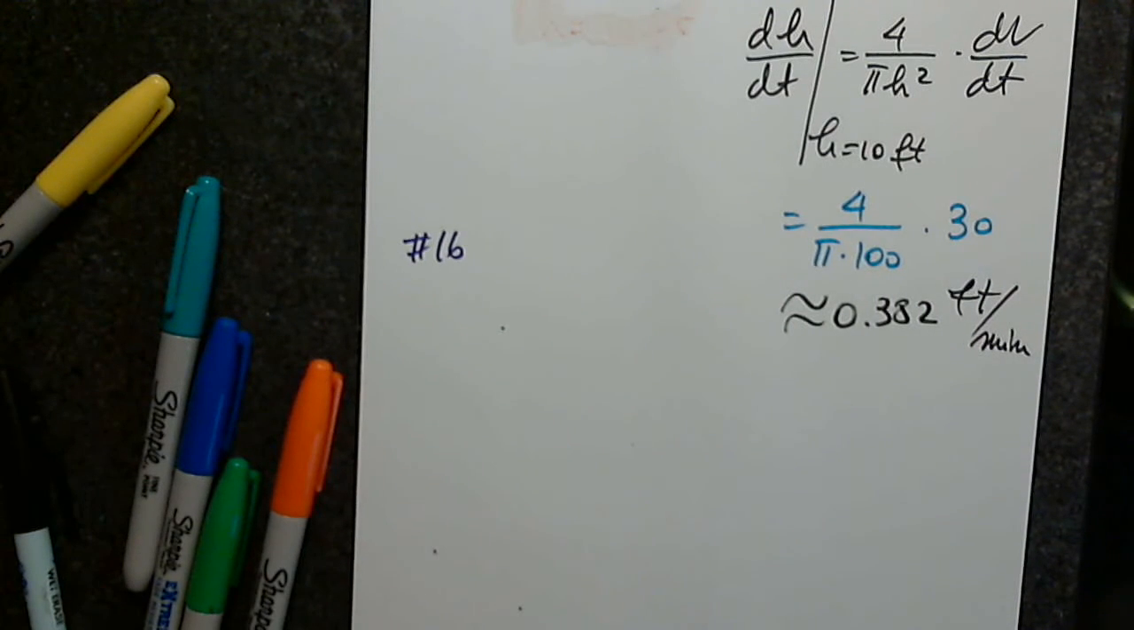So let's read 16 together. The spotlight on the ground shines on a wall 12 meters away. If a man 2 meters tall walks from the spotlight toward the building at a speed of 1.6 meters per second, how fast is the length of his shadow on the building decreasing when he is 4 meters from the building?